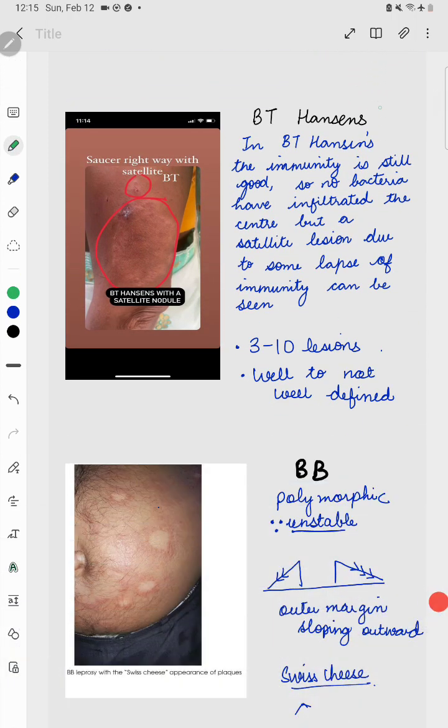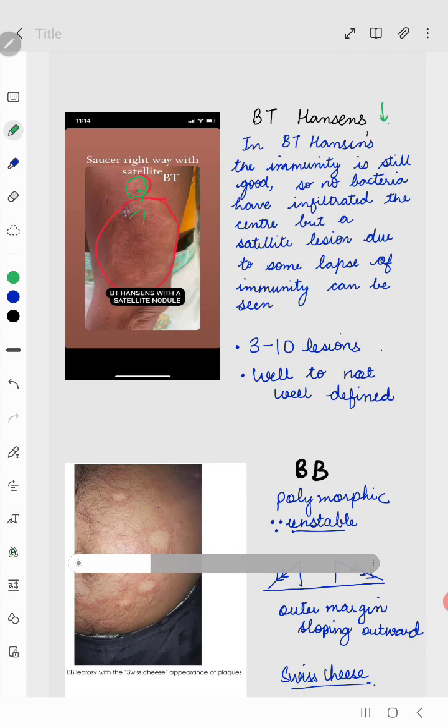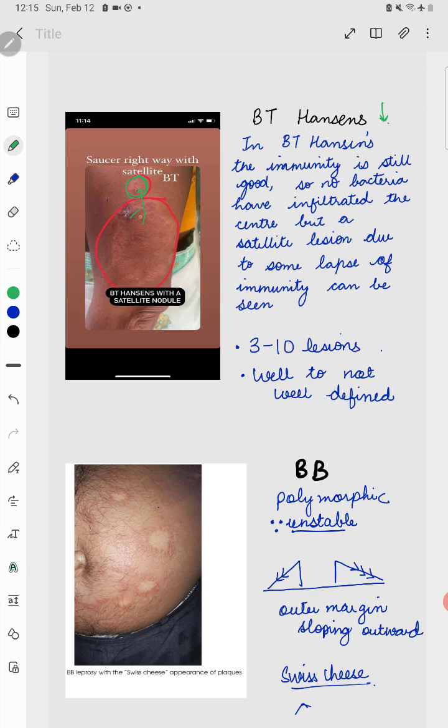But BT Hansen's, now the immunity has decreased a little bit. So some bacilli will spill over and they'll form a satellite nodule. You still have a granuloma, but it's a well to ill-defined granuloma. Well-defined at places, ill-defined at places, with a satellite nodule. And the saucer is still the right way up.